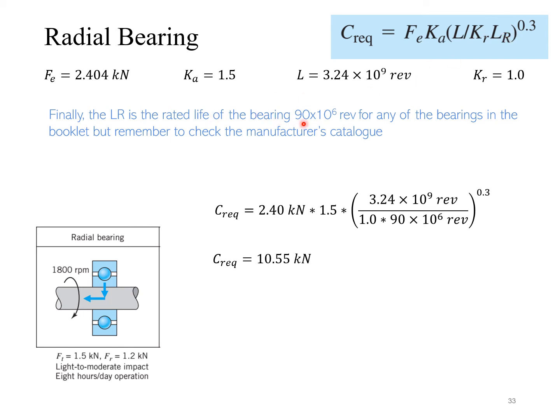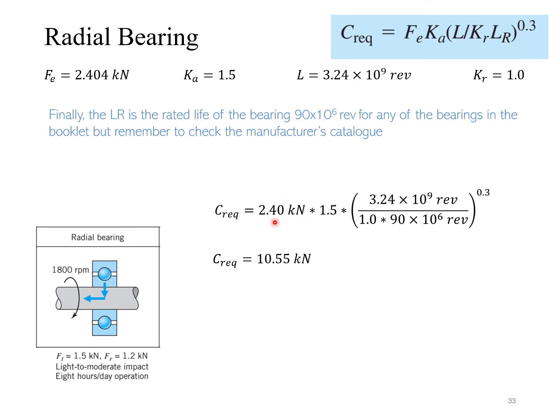Because all the bearings in our machine elements booklet come from the same supplier, that supplier rated them for a life of 90 times 10 to the 6 revolutions. So Lr is 90 times 10 to the 6. So now we have all the information. We can just plug all these different values into the capacity equation.